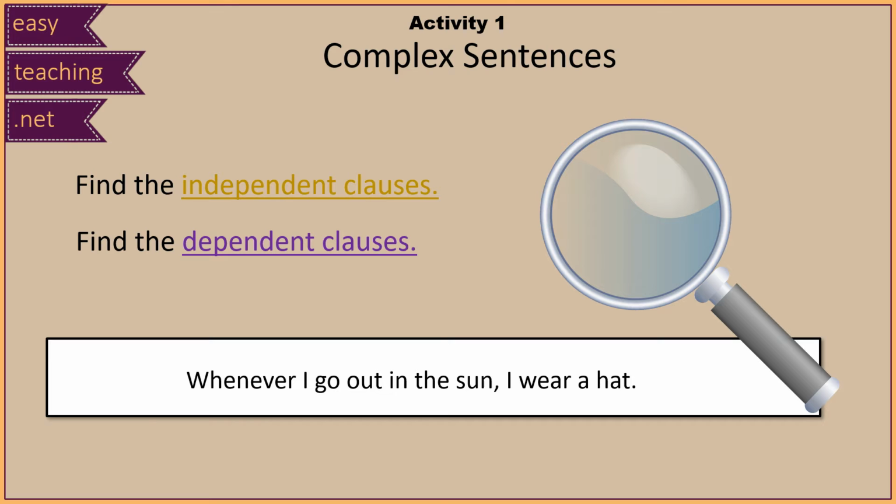Whenever I go out in the sun, I wear a hat. Can you see the part of the sentence that is a completed thought? Here it is. I wear a hat. Because it makes sense on its own, it's an independent clause. This is a dependent clause. Whenever I go out in the sun. Can you hear that it doesn't make sense on its own?